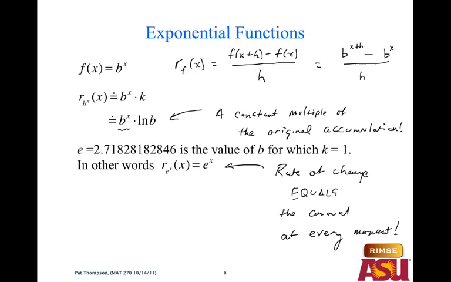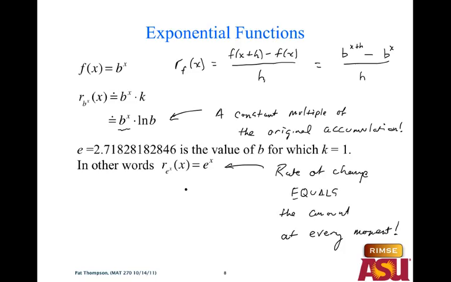So exponential functions always have a rate of change of natural log of the base times the original function. But when that base is e, that coefficient natural log of b is 1, and so the rate of change ends up being the same as the accumulation, or the amount, at every moment x. So it's a super special function in that the rate it's changing is the same as the amount that you have. That's really, really special, right?